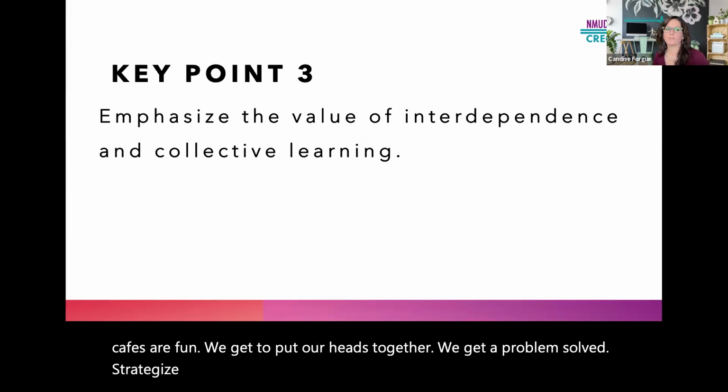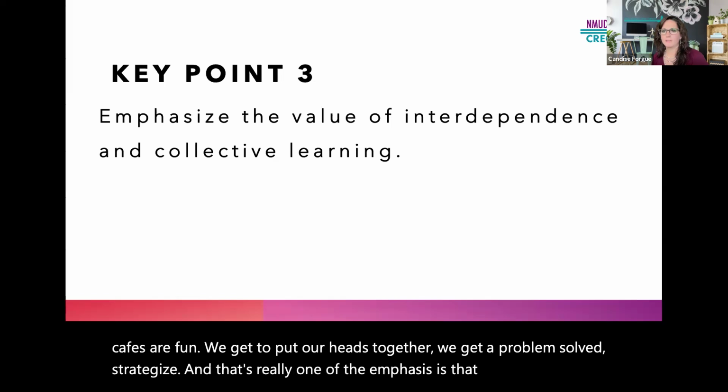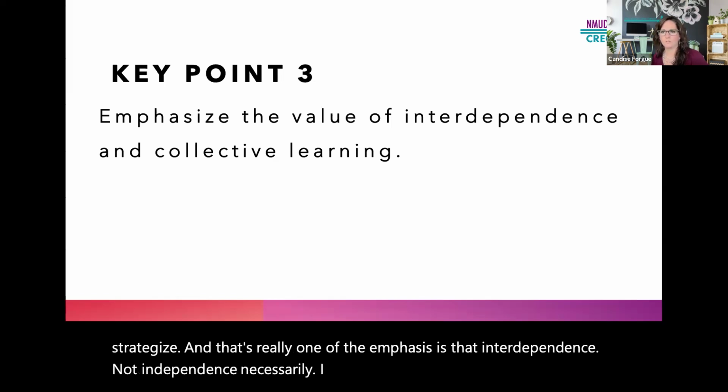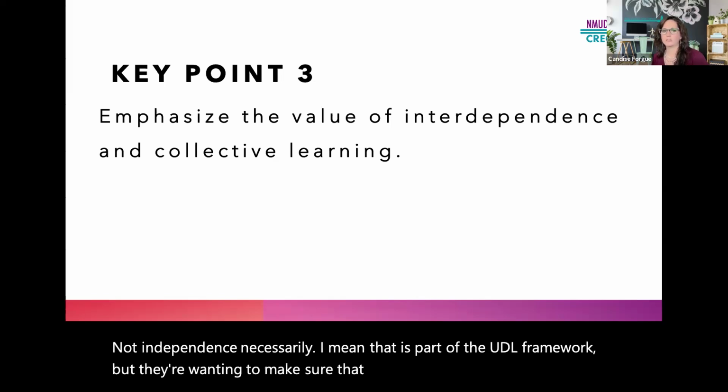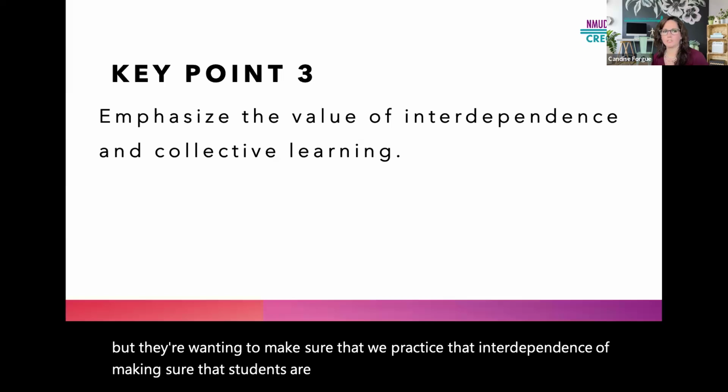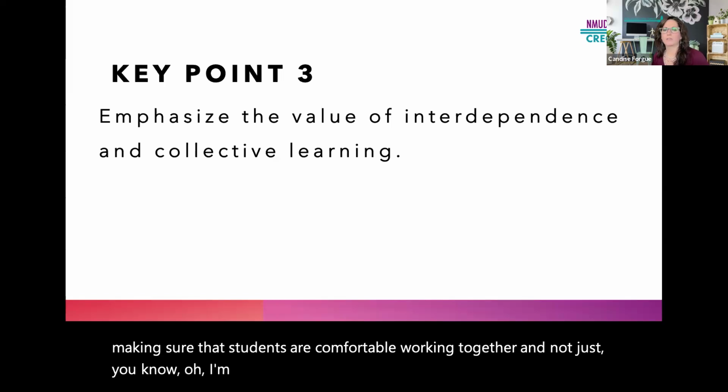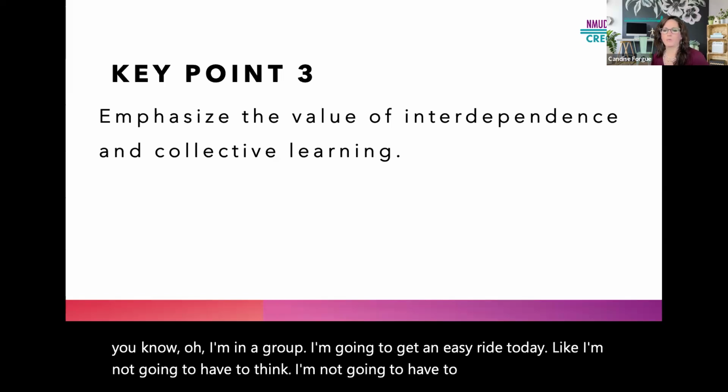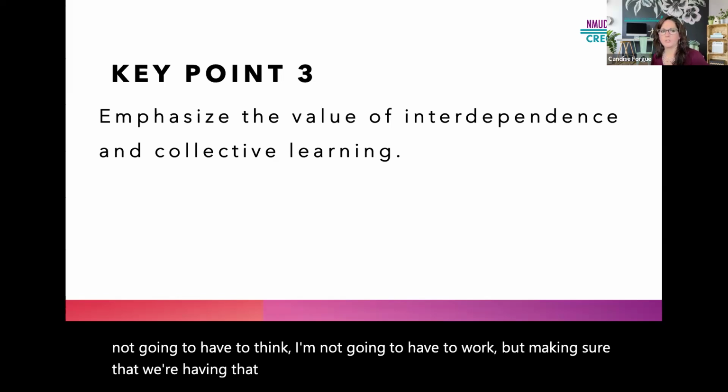That's really one of the emphases, that interdependence, not independence necessarily. I mean, that is part of the UDL framework, but they want to make sure that we practice that interdependence, making sure that students are comfortable working together and not just thinking, I'm in a group, I'm going to get an easy ride today, I'm not going to have to think or work. We want to make sure we're having that collective learning opportunity for students and that they have chances to grow.